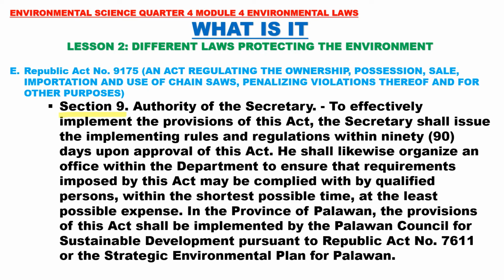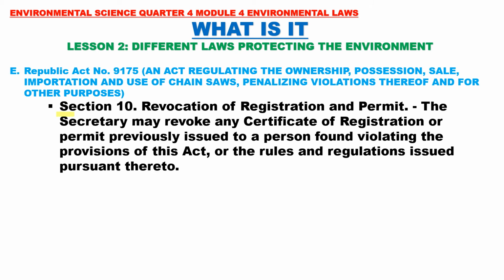Section 9 of RA 9175 states the authority of the Secretary to issue the implementing rules and regulations within 90 days upon approval of this Act. He shall likewise organize an office within the Department to ensure that requirements imposed by this Act may be complied with by qualified persons. Section 10 of RA 9175 states the revocation of registration and permit previously issued to a person found violating the provisions of this Act or the rules and regulations issued pursuant thereto.